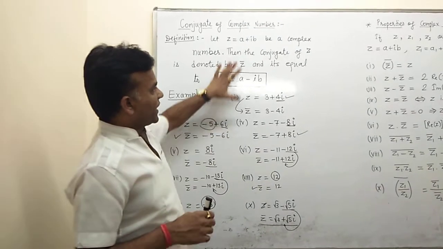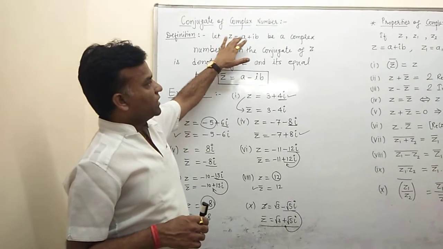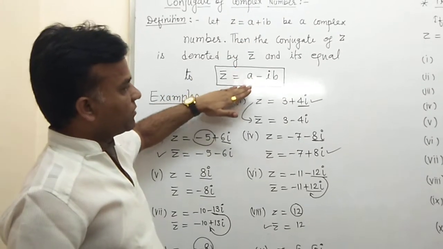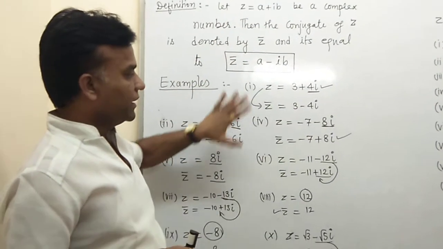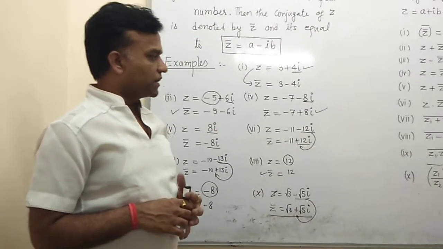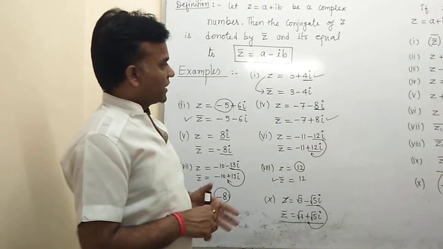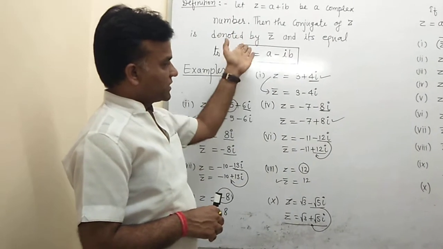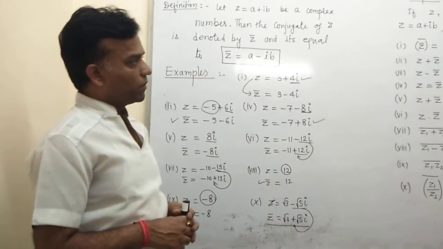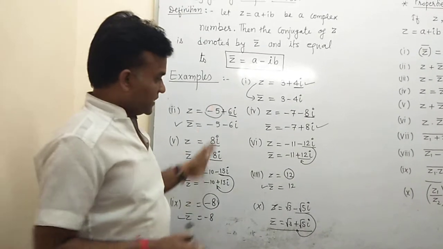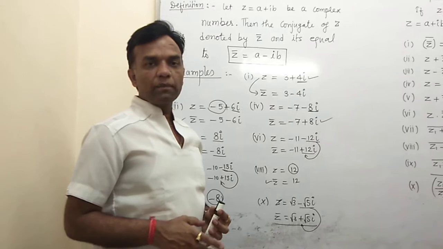For finding the conjugate, if you have z equal to a plus ib, then z bar equal to a minus ib. This much only, and with the help of the same definition in these 10 examples, we found the conjugate of the complex number. Okay, so this is the simplification of conjugate.